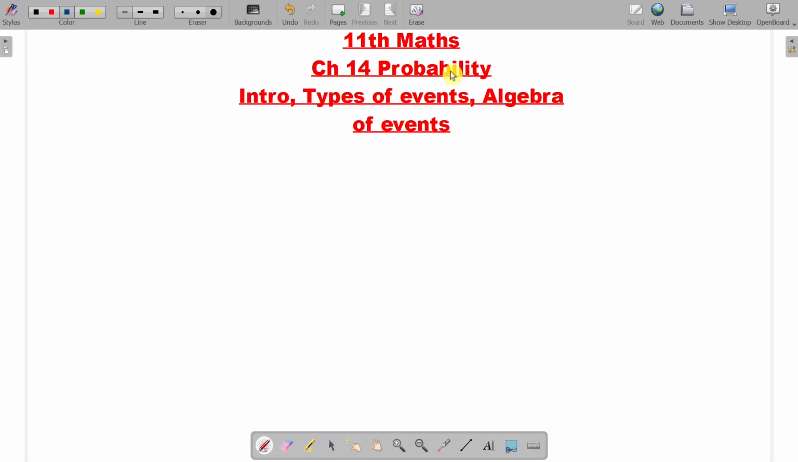Now we have studied the chapter probability in the 10th standard. There we studied about the sample space, random experiment, events. So let us recall those terms here. What is a random experiment? Any random experiment like throwing a die, tossing a coin. These all are examples of a random experiment.